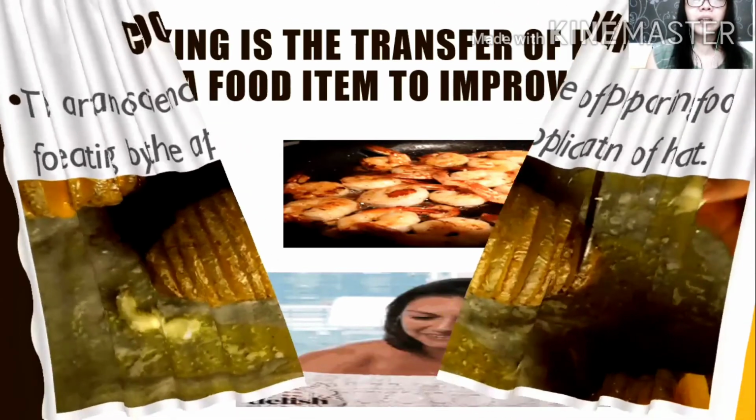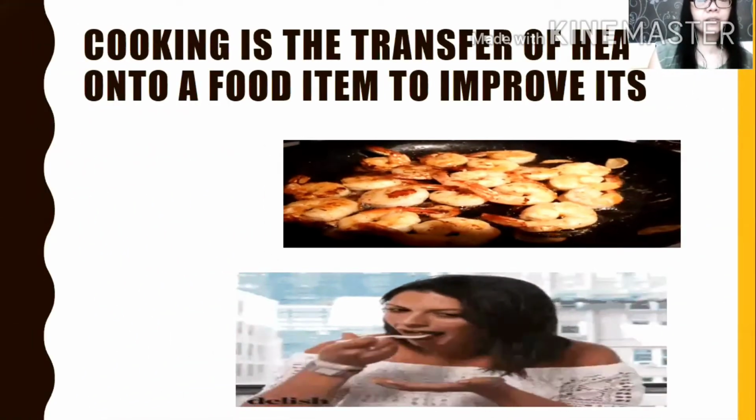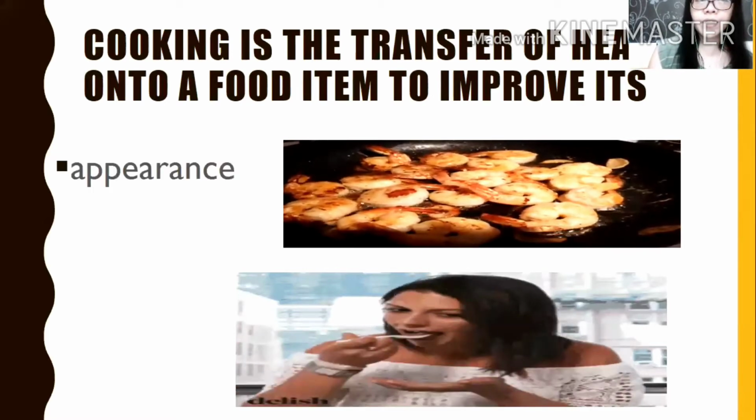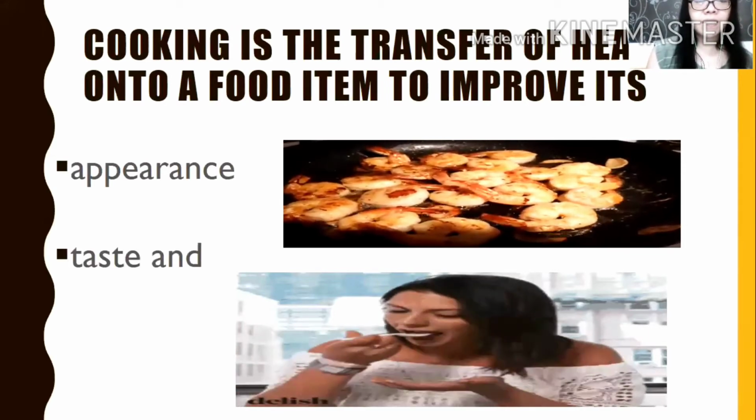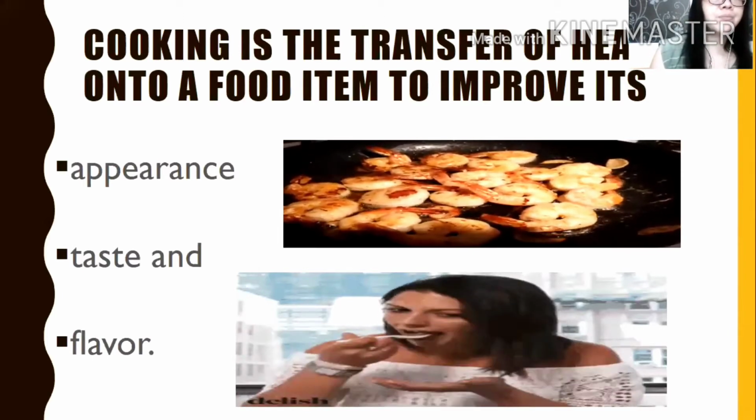Why is cooking considered as the science also? Cooking is also science because it involves the transfer of heat onto a food item to improve its first appearance, second taste, and finally its flavor. It also changes the physical structure of the items to be cooked through the application of heat, thus making it suitable for consumption.